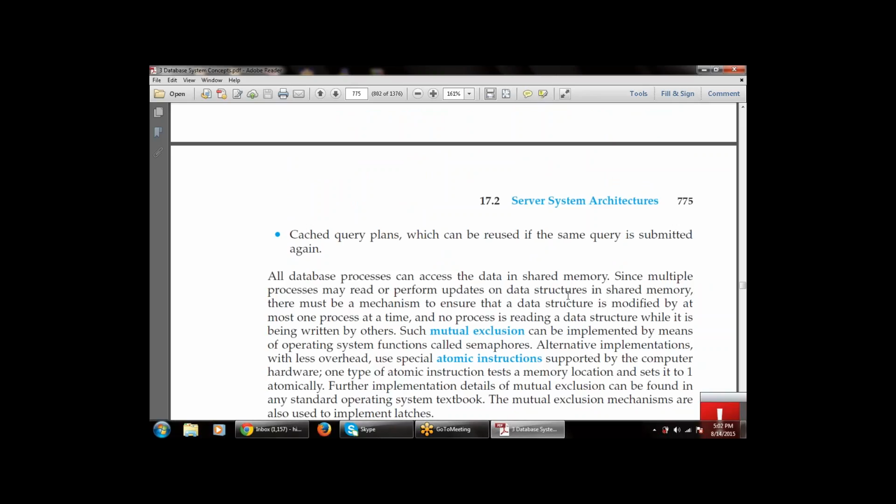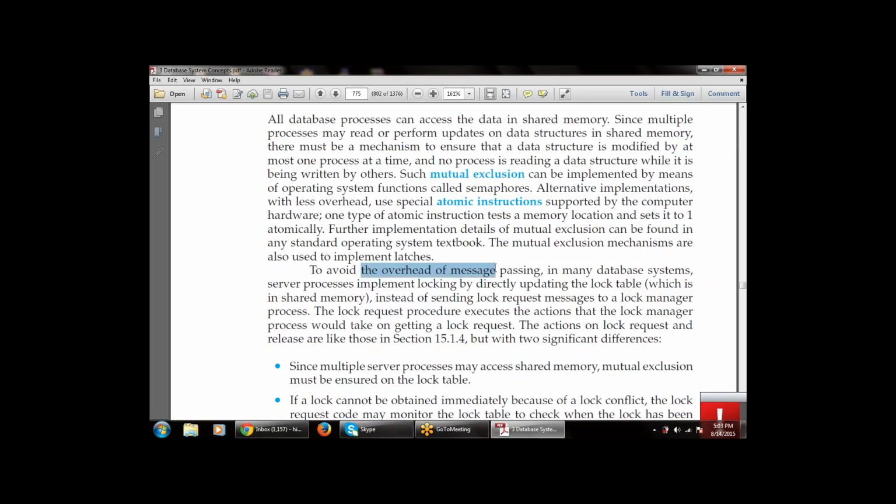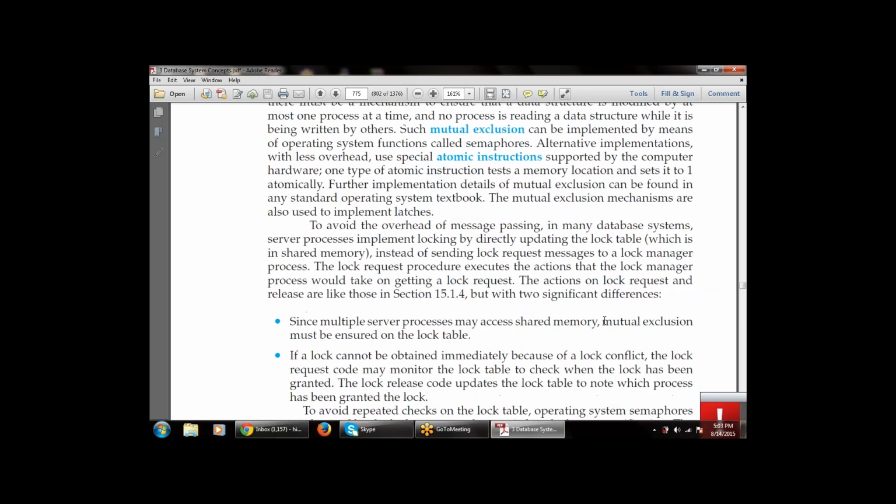Since multiple processes may read or update the data structures in shared memory, there must be a mechanism to ensure that a data structure is modified by at most one process at a time, and that no process is reading a data structure while it is being written by others. Such mutual exclusion can be implemented by means of the operating system. To avoid the overhead of message passing, in many database systems server processes implement locking by directly updating the lock table instead of sending lock requests to the lock manager.